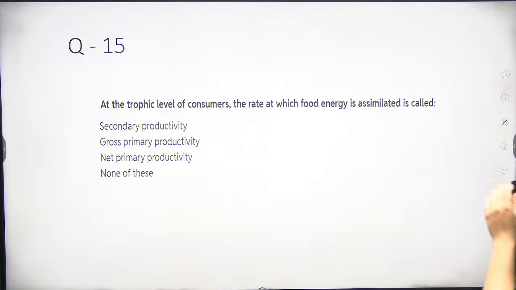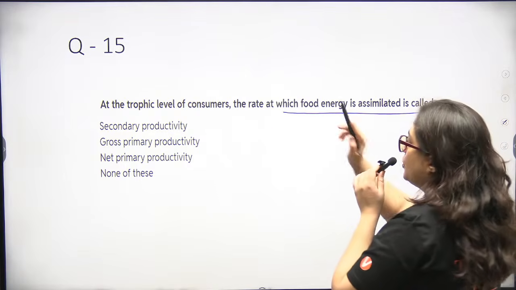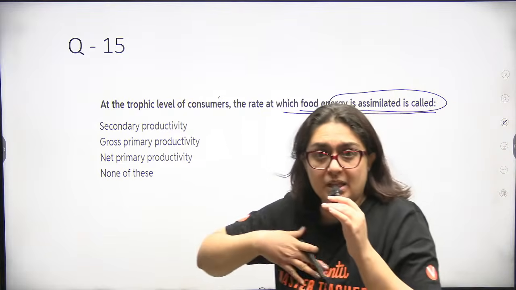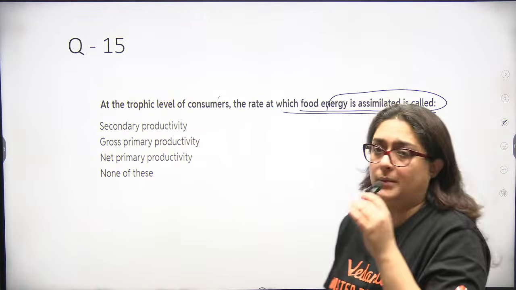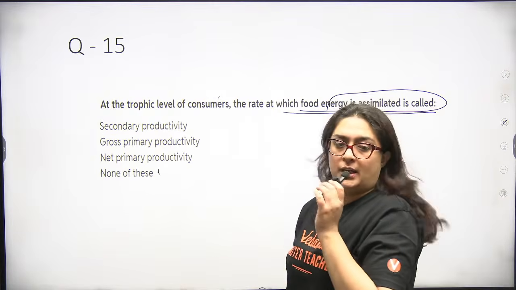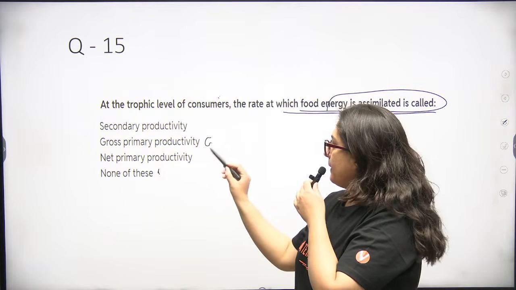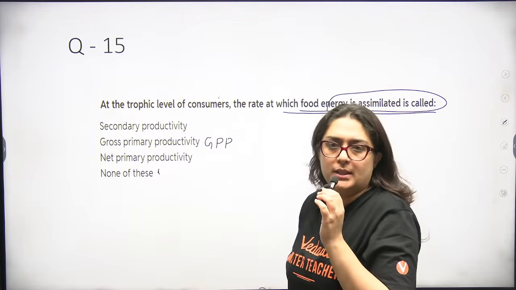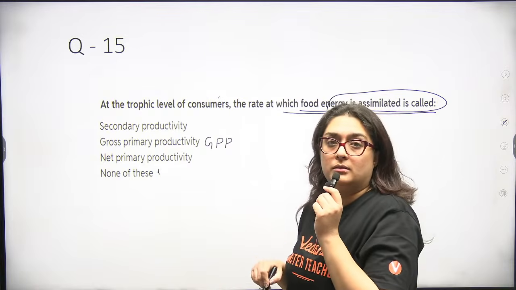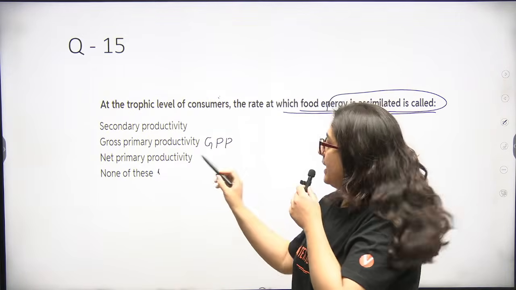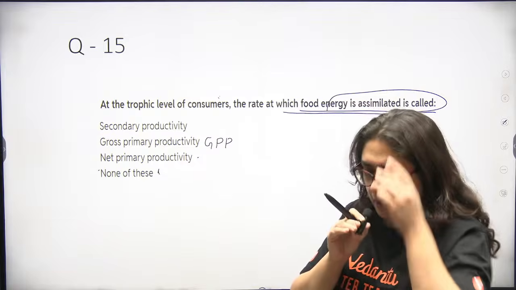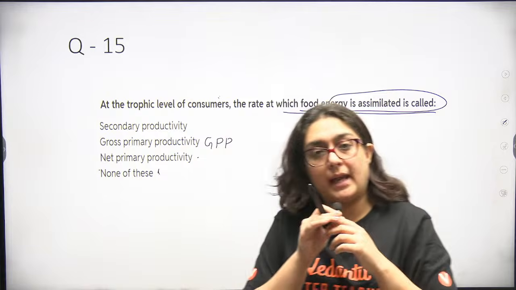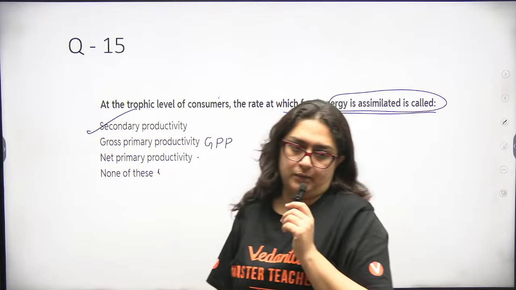Last question. At the trophic level of consumers, the rate at which food energy is assimilated means now the consumers are actually using the energy. None of these. GPP: all credit goes to the producer, whatever they are producing through photosynthesis, biomass. Then their own respiratory losses, then NPP. Now, NPP is still restricted to the producers only. What will the consumer actually gain? It is secondary productivity.